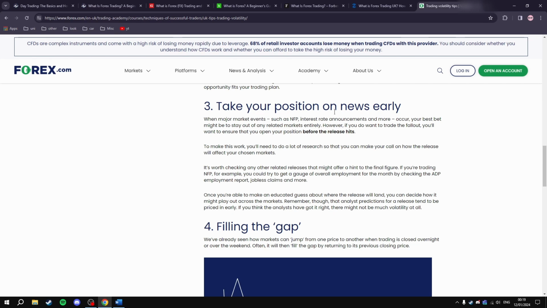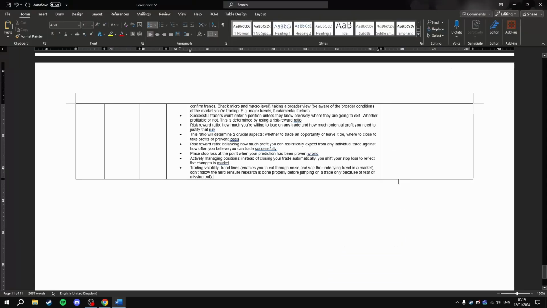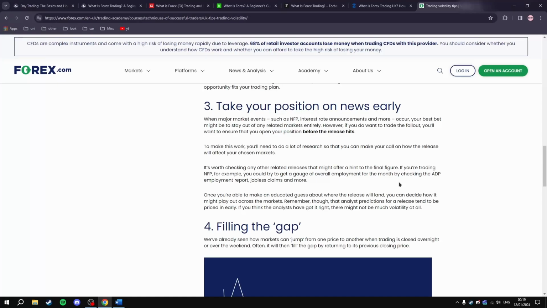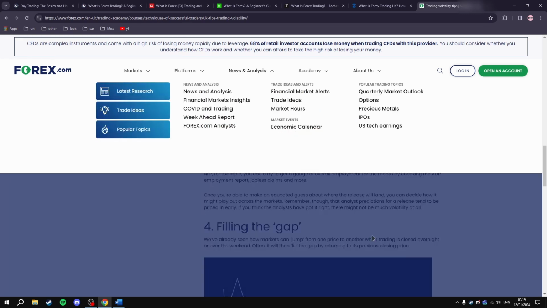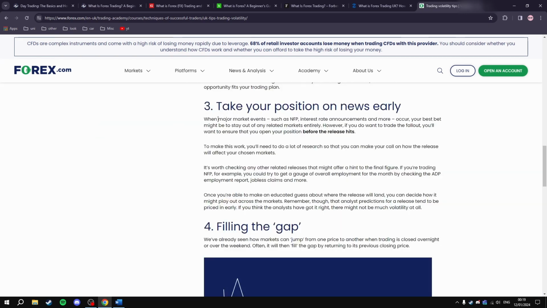Take your position on news early. When major market events such as NFP, interest rate announcements and more occur, your best bet might be to stay out of any related markets entirely. However, if you do want to trade the fallout, you'll want to ensure you open your position before the release hits.